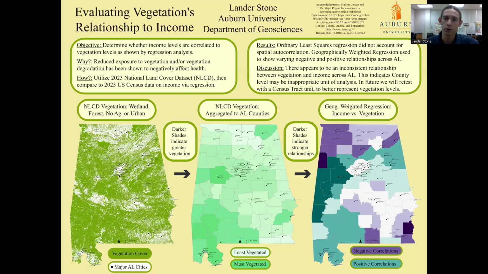But the big thing with ordinary least squares is that it didn't account for spatial autocorrelation. And I found that there was spatial non-stationarity in my data set, which is typical when you run an analysis of this kind. Basically, what this means is that within the data set, there are clusters, or across the entire state, certain areas have a stronger relationship than others, or certain areas have a specific relationship as compared to others, which then means I needed to run a geographically weighted regression.